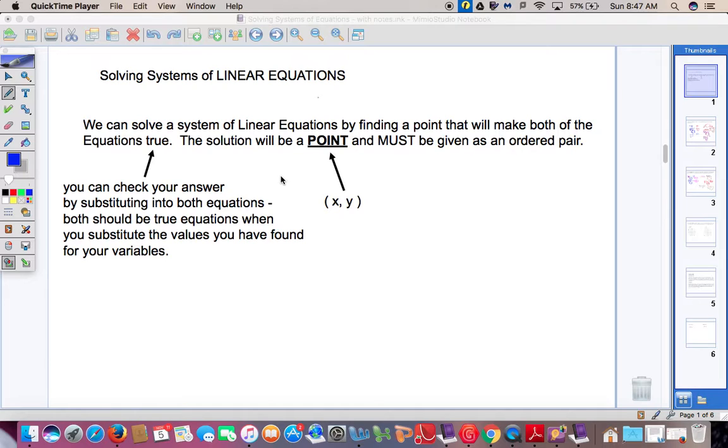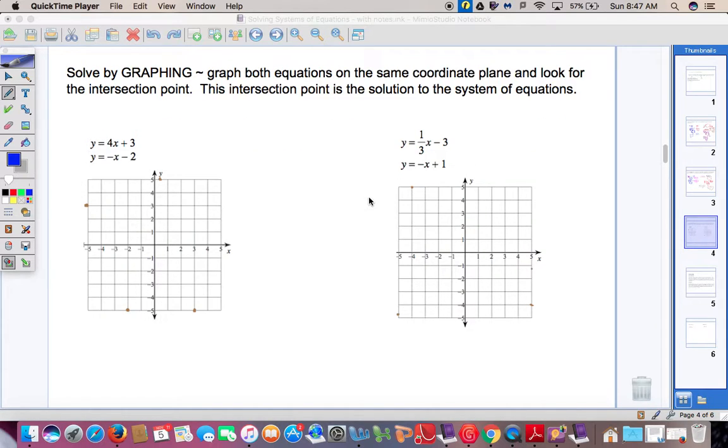I would suggest that you check your solutions. Again, you can do that by substituting into both equations, and if your solution works, you will have that both sides of your equation are true. Okay, so we're focusing on graphing this time. We're going to graph both equations on the same coordinate plane, and then you're going to look for the point of intersection. The intersection point would be the solution to the system of equations, because it would be the one point that makes both equations true.